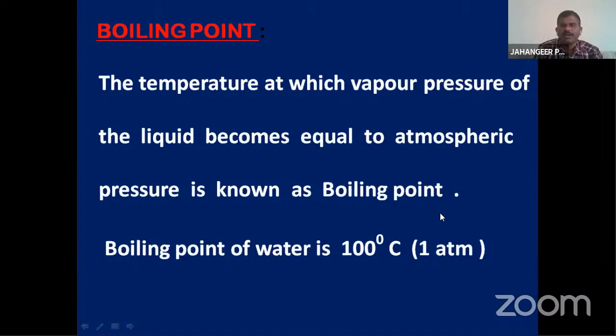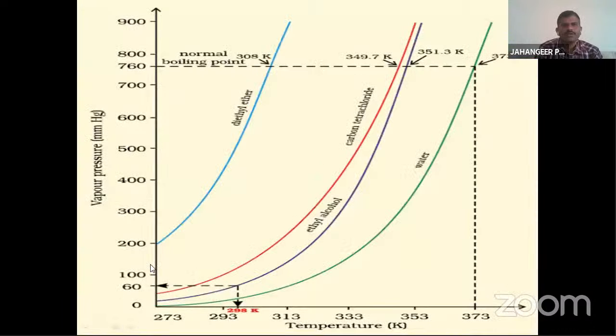Liquids' vapors also exert pressure. Whenever the vapor pressure is equal to the atmospheric pressure, the liquid starts converting into gas. That point is known as what? Boiling point. When water reaches 100 degrees Celsius, it is converted from the liquid state to the gaseous state. So that is known as what? Boiling point.